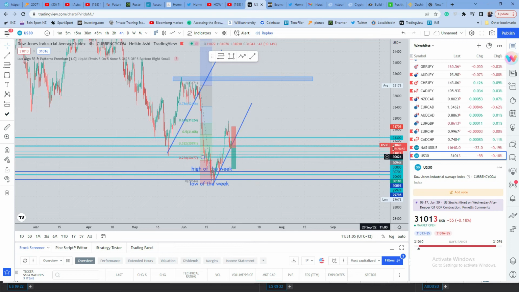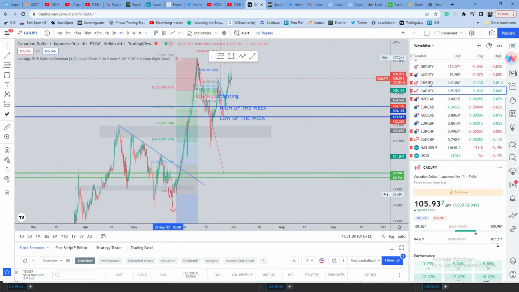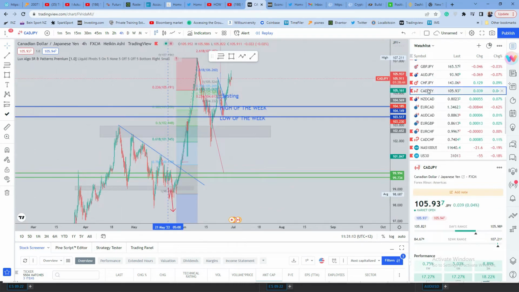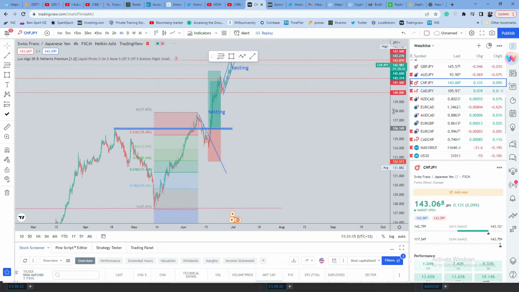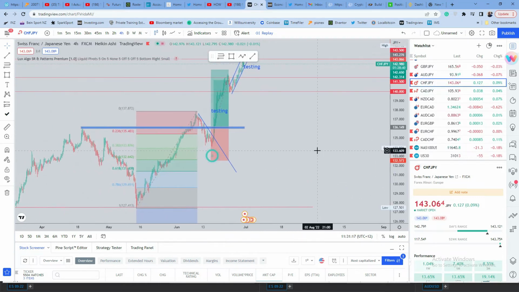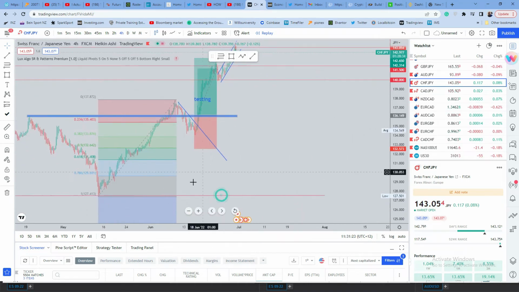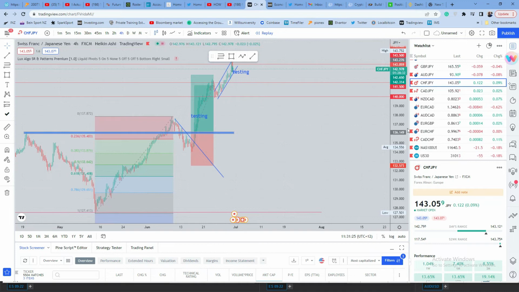Then also let's go back to CAD JPY. Is it JPY? Okay, yes, CAD JPY. You see what I did here. It worked very well. I didn't take this one as well.